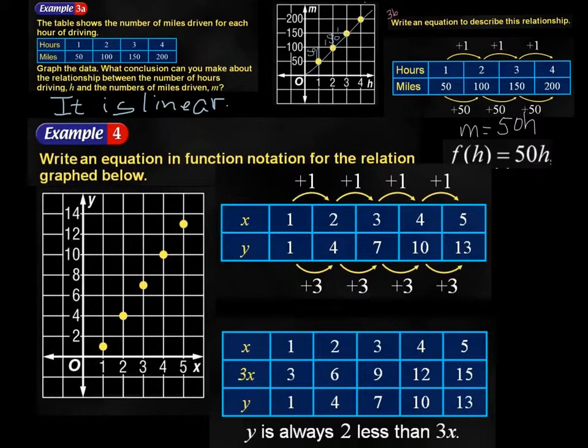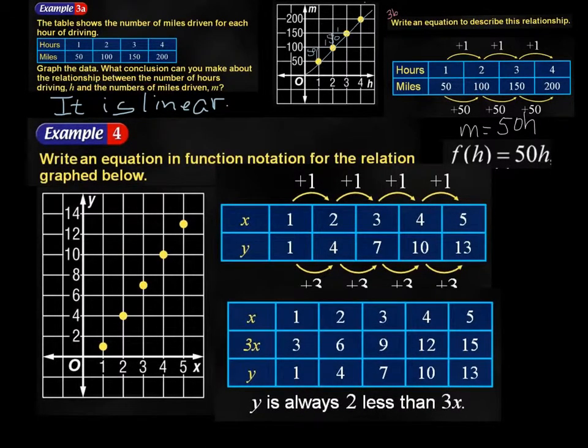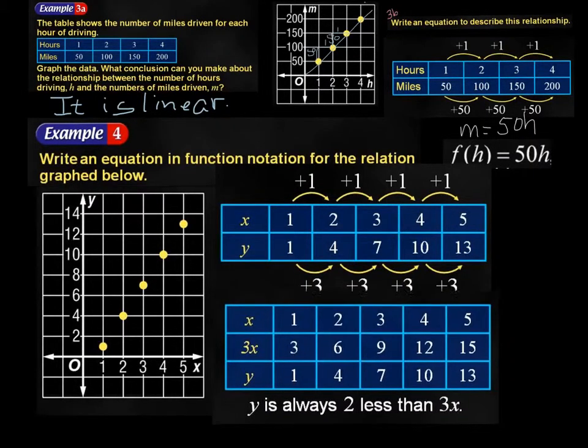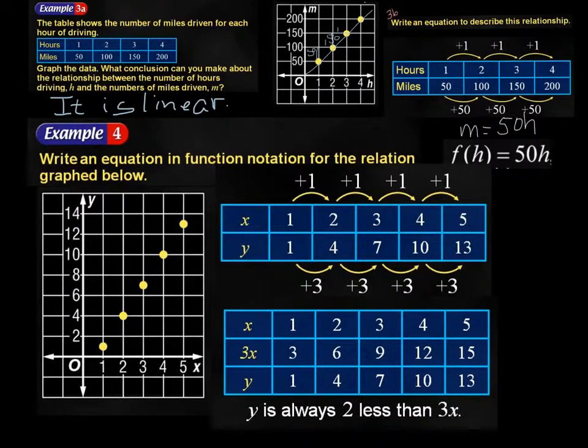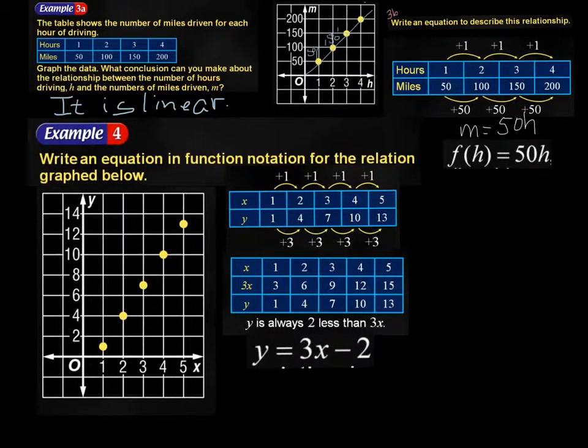Well, if we try our theory, every time I put in 1 for x, I am getting 2 off of what I want. So the y is always 2 less than 3x. Well, that's not difficult to fix in an equation. So we could just write y equals 3x minus 2. Oh, but wait, they said to use function notation. So I just need to write f of x instead of y.